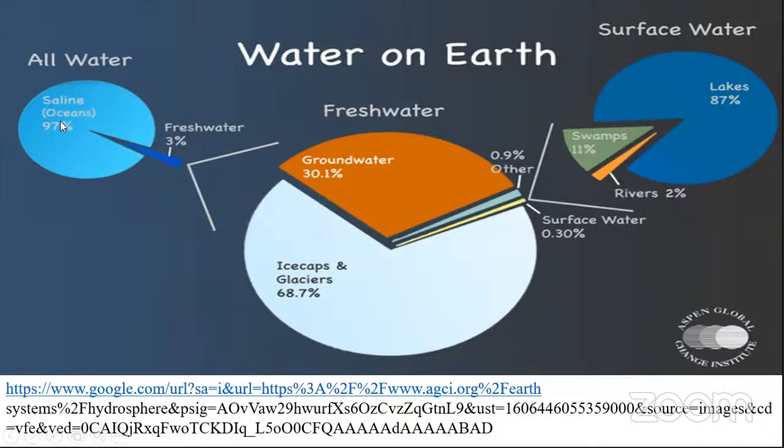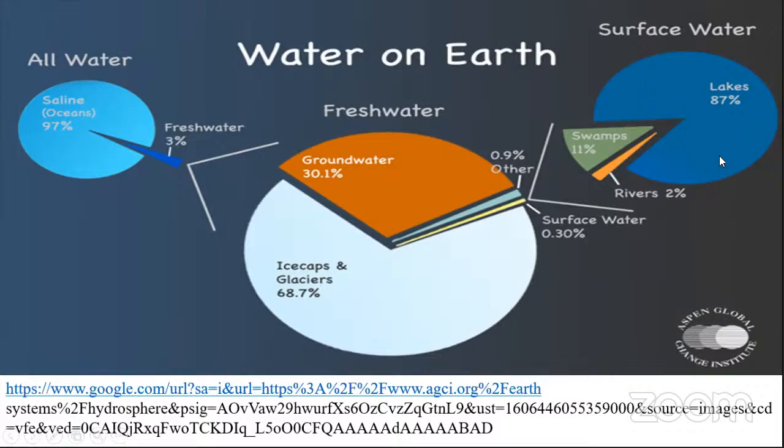But the majority is saline water, students. If you take overall water, saline water is 97 percent, and only 3% is fresh water. Of that fresh water, 30.1% comes under groundwater. In ice caps, we can see 68.7 percent, where the fresh water is locked up.